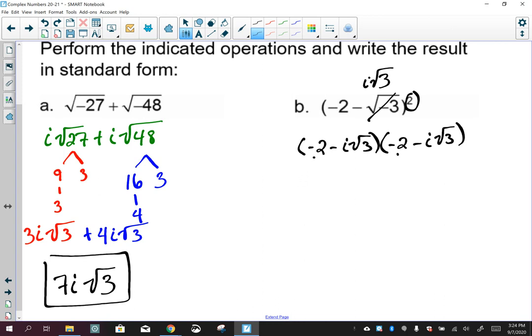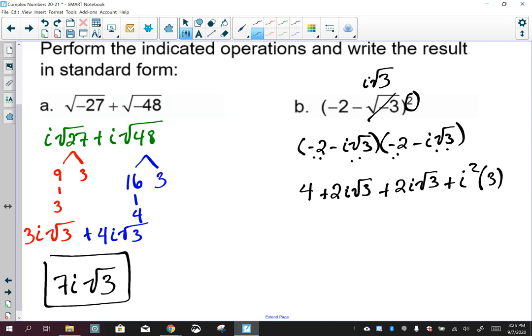So -2 times -2 gives me a positive 4. -2 times a negative i square root of 3 gives me a positive 2i square root of 3. And then this one times this one gives me another positive 2i square root of 3. And then this one times this one gives me a positive i squared times 3. Because remember, square root of 3 times the square root of 3 will actually give me 3.